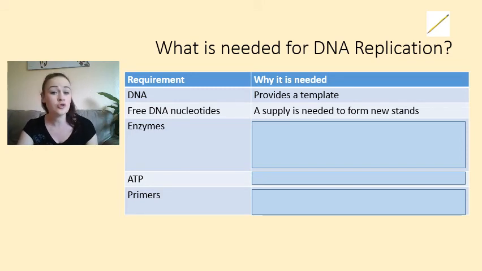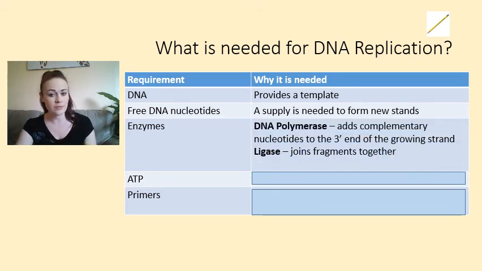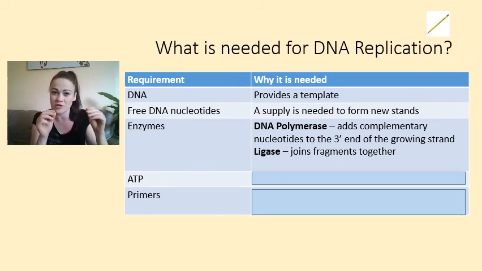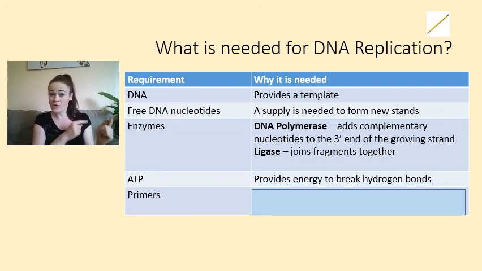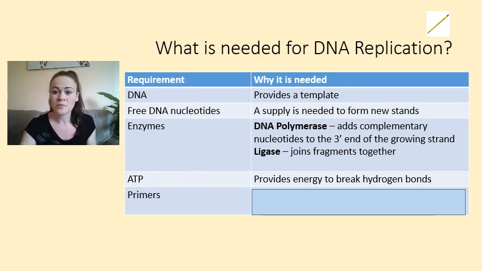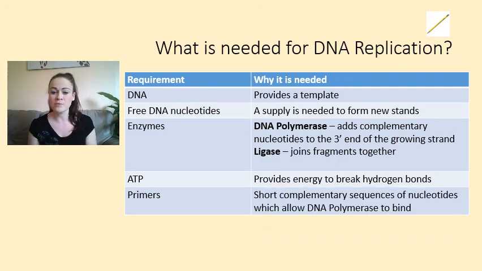Okay. Now the two enzymes that were required were DNA polymerase, which adds the complementary nucleotides to the 3' end of the growing strand, and also ligase, which is the glue, the one that glues the lagging strand fragments together. We also require some ATP, because that's required right at the start to break the bonds of the DNA, break the bonds between the bases. And of course you need our primers, which are the short complementary sequences of nucleotides that allow the DNA polymerase to actually start the replication process.